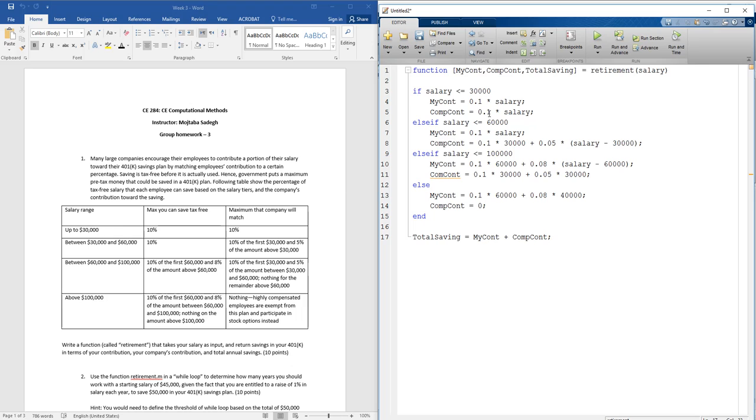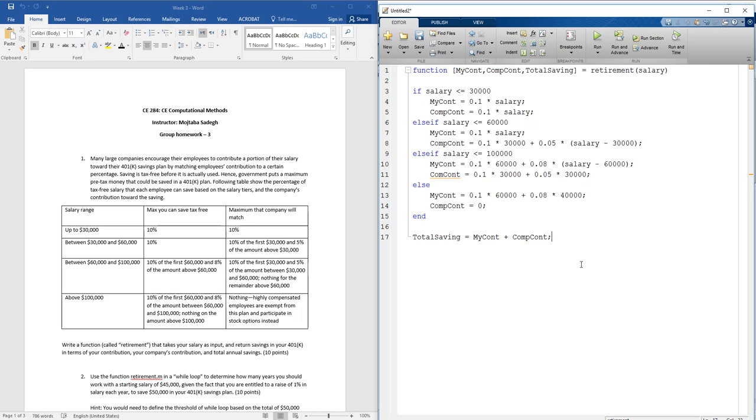Between less than 30K, it's 10% of my salary, both my contribution and company's contribution. Perfect. Between 30 and 60, 10% of the salary is mine. My contribution, 10% of the first 30, and 5% of the rest. If it is less than 100K, 10% of the first 60K and 8% of whatever is above 60K. So that's perfect. And then company's contribution.